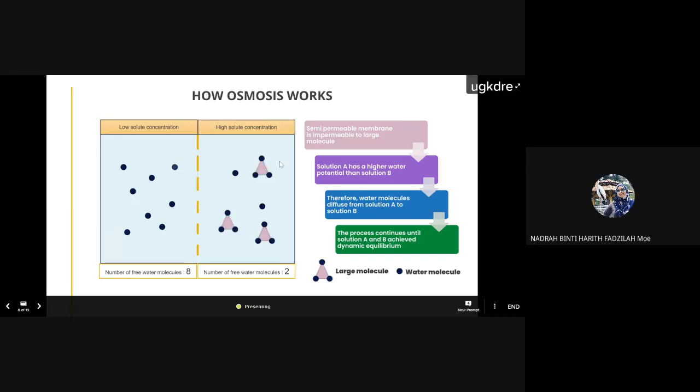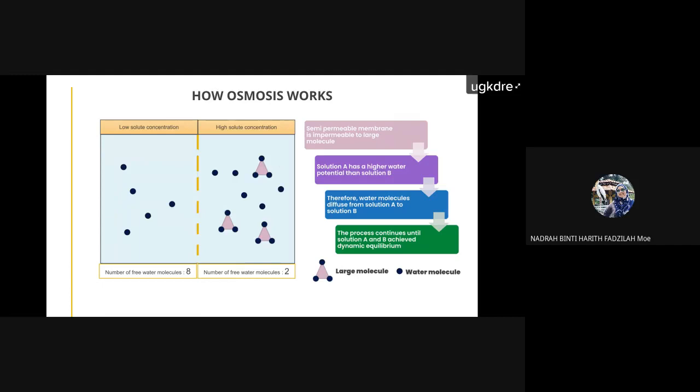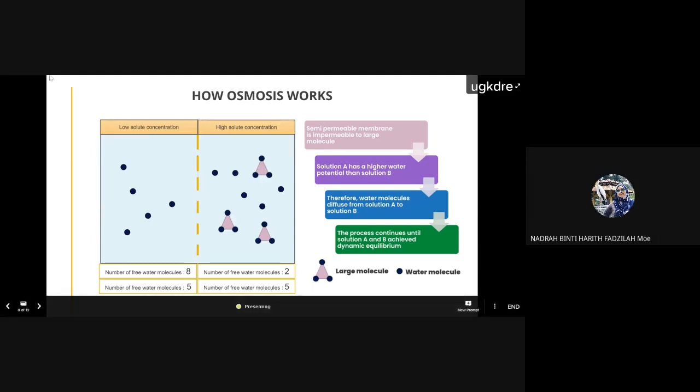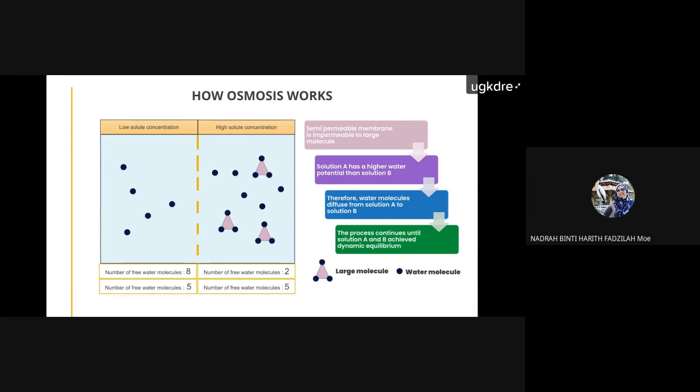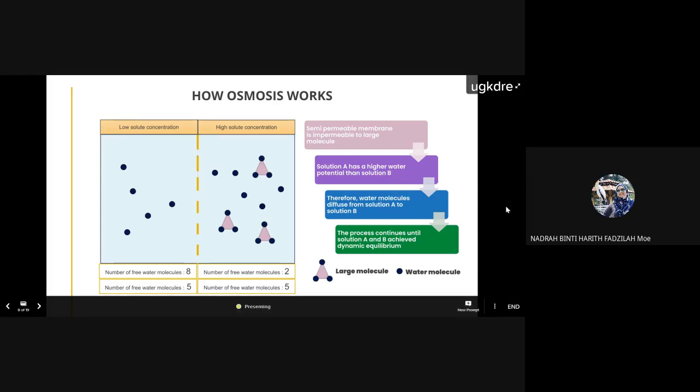So let's see what happened. We can see that 3 water molecules from solution A diffuse to solution B. This process continues until solution A and B achieve dynamic equilibrium. What is the meaning of that? The meaning is the number of free water molecules in solution A is the same as the number of free water molecules in solution B. So, up until now, for the mechanism of osmosis, ada soalan nak tanya tak?